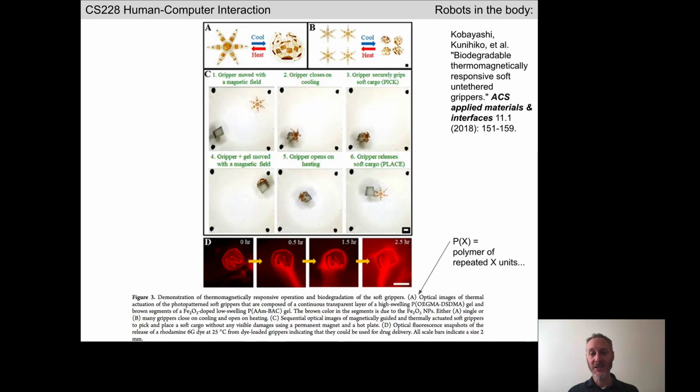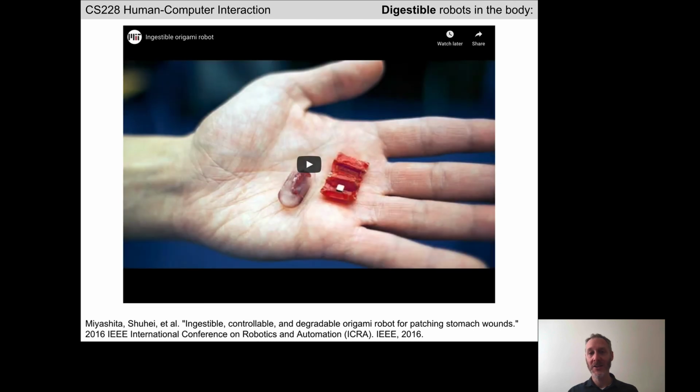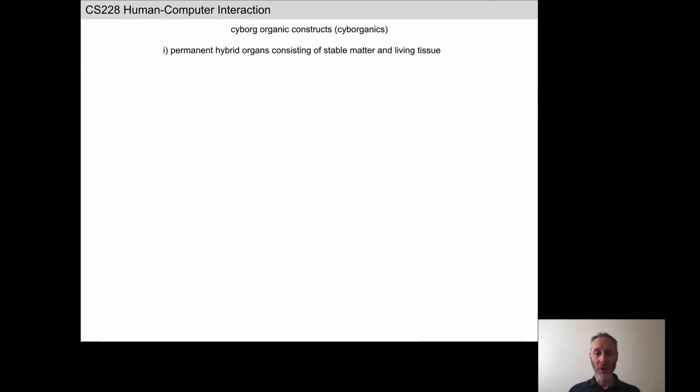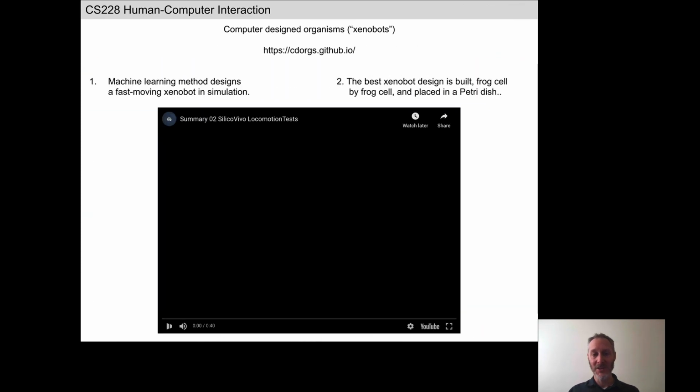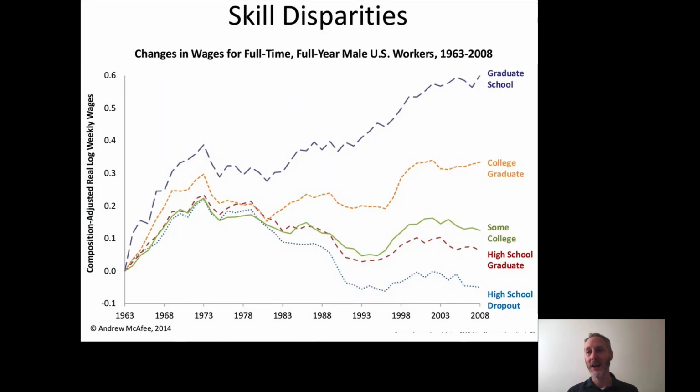Okay, lots of other examples of this technology. Here's a digestible robot. We've run out of time, so I'm going to end with the following slide, which is the slide that I always end my classes with. Some of you are graduating at the end of the semester. Some of you will be staying on. You're all going to go off and do different things.